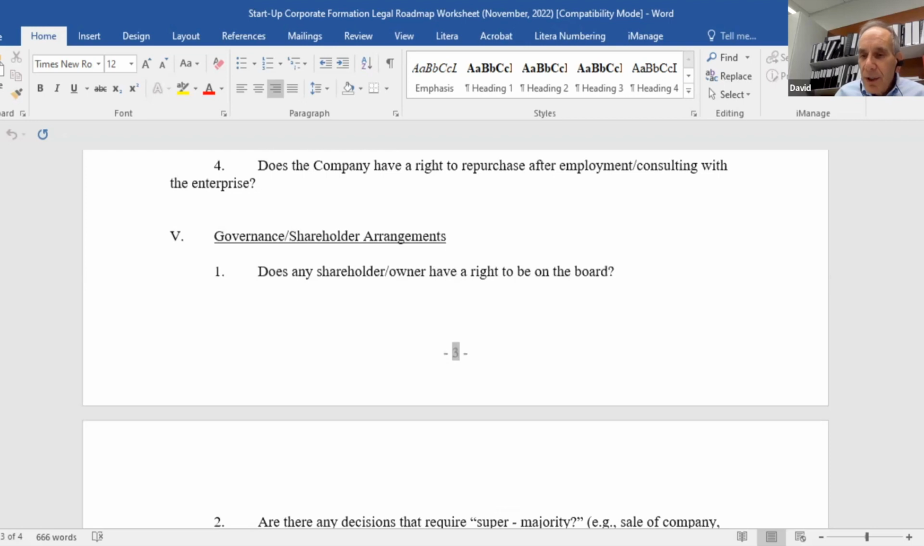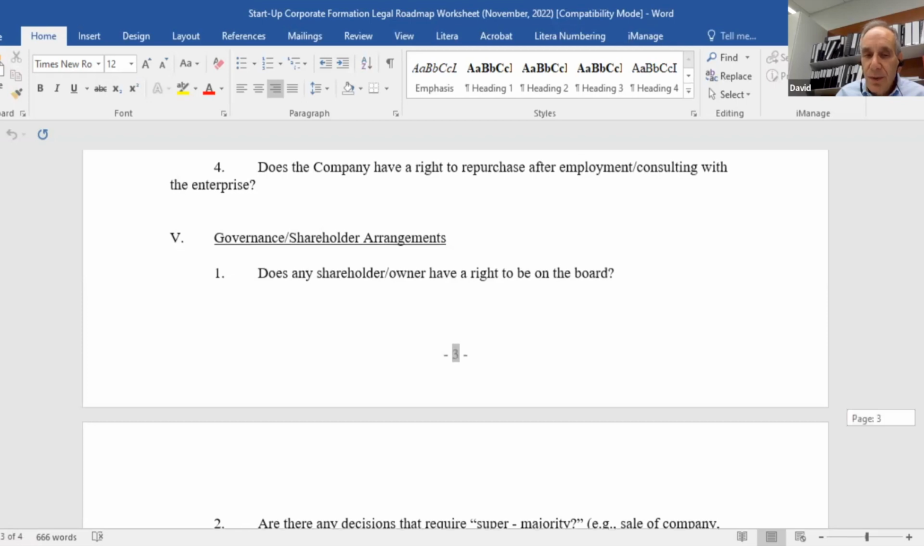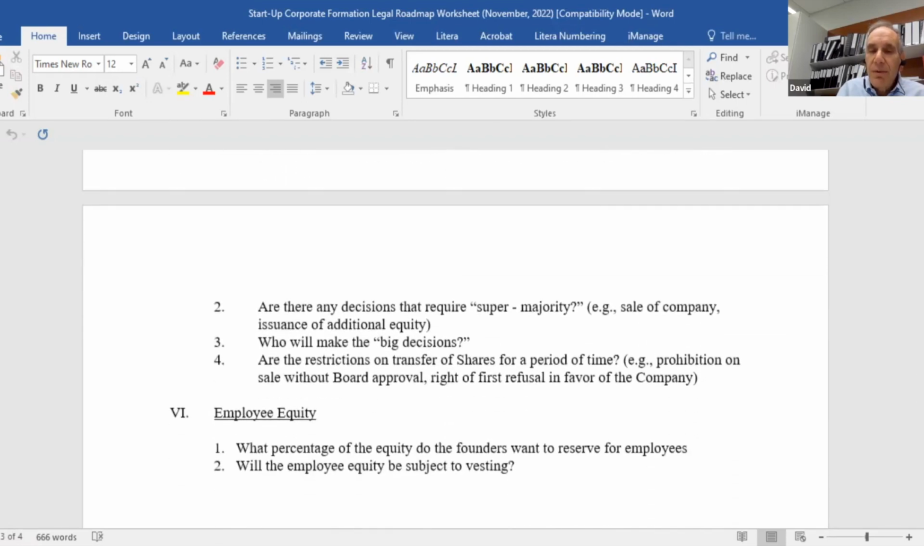You're also going to have a discussion about who's going to decide what. Who's going to be on the board? Who's going to decide who's on the board? Are there any decisions that require a supermajority, 50%, 75%? Who's going to make the big decisions? Now you want to be careful. If I've got four people, I don't want to require unanimous consent for all kinds of things, so be careful about how far we go. But maybe you do want more than a majority to make the big decisions, relating to raising equity, selling the company, et cetera. So who's going to make those big decisions?